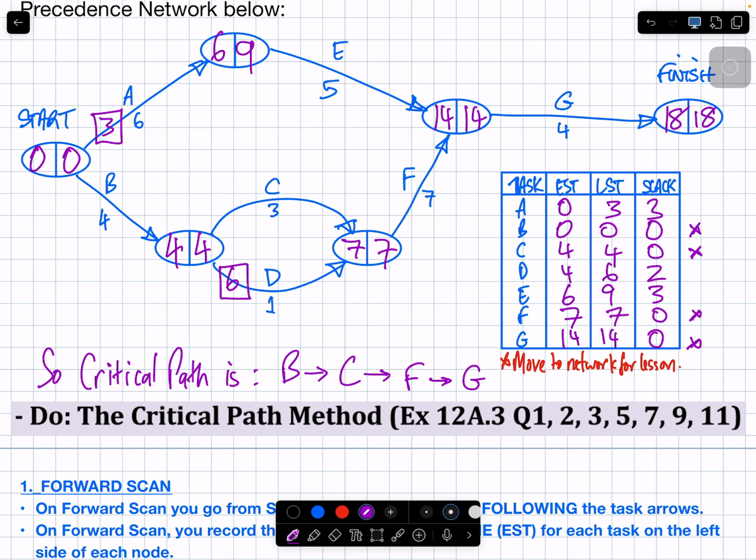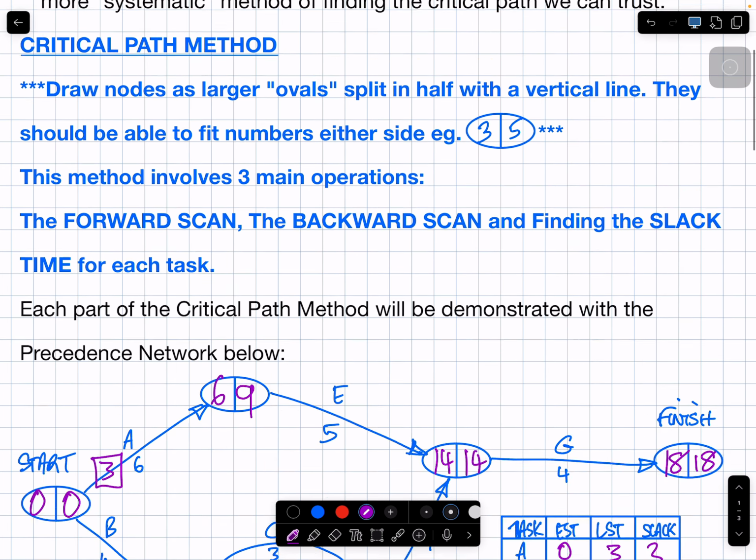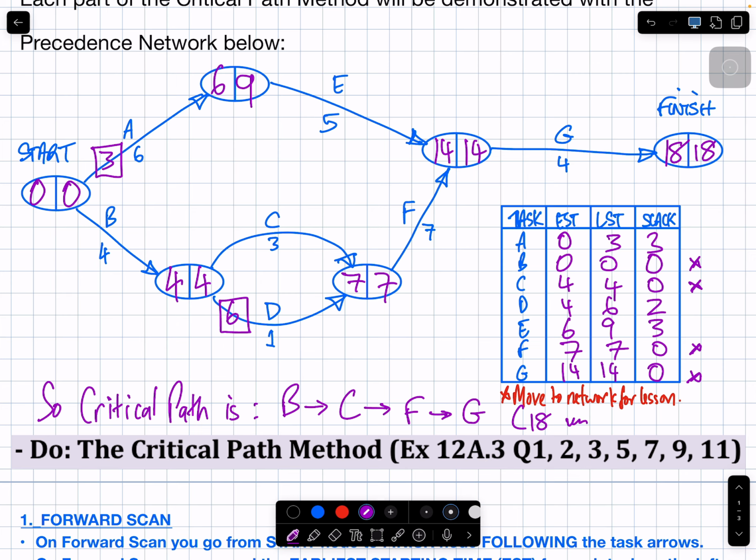How long is that going to take? B's 4, 5, 6, 7 for C, 7, 14 for F, 18, whatever the units were. We don't know what the units are, 18 units of time.